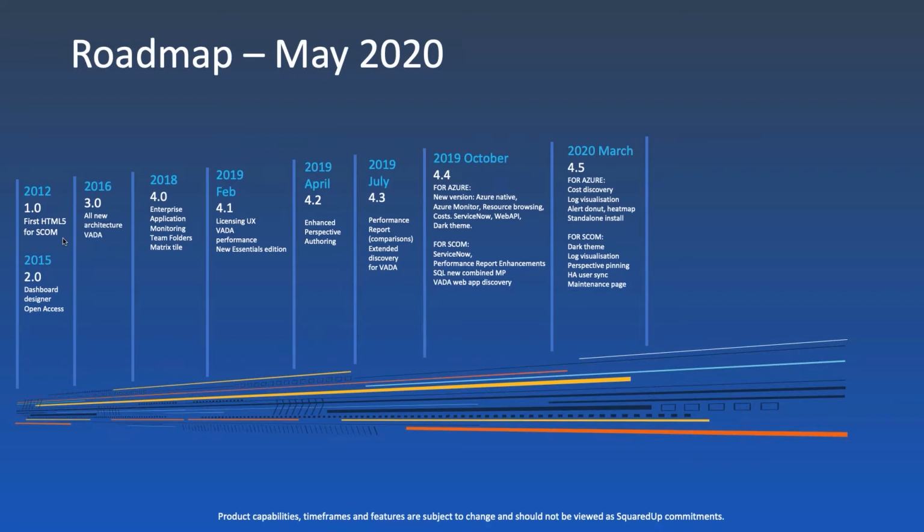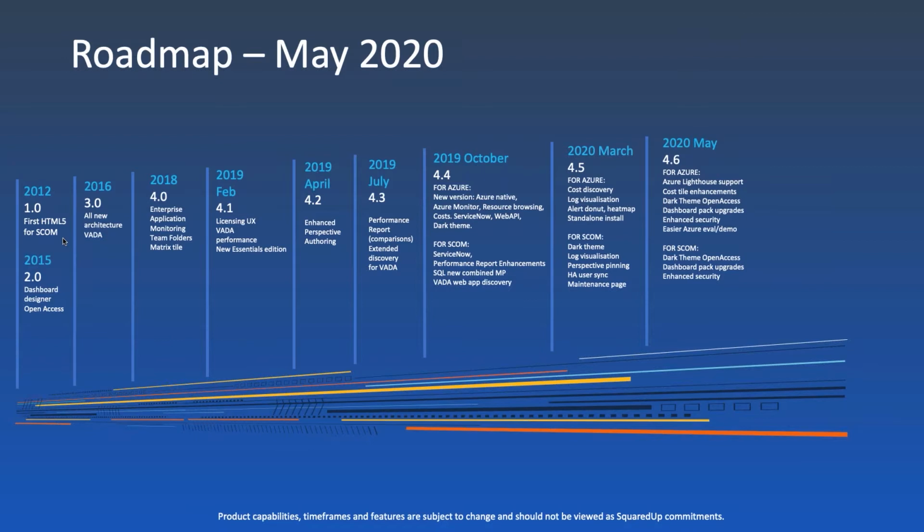There were some pretty cool things in 4.5, so visualizing Azure logs on both SCOM and Azure. Alert donuts and heat maps and all sorts of things on the Azure side, as well as things like dark theme and pinning of perspectives on the SCOM side. So that was in March, and we said at that point that we wanted to get onto a more regular, frequent release schedule every 2 to 3 months, and we've managed that with 4.6. So that's what we're about to talk to you about today.